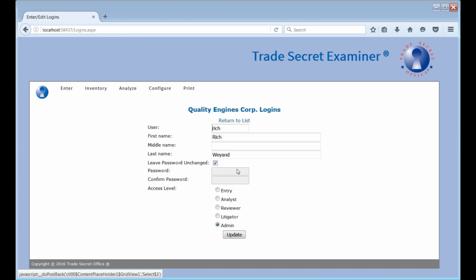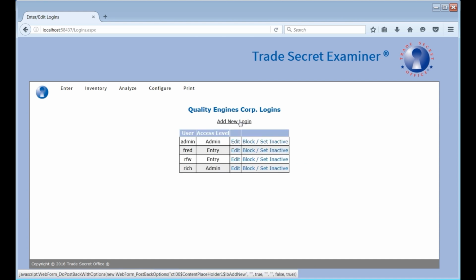And we can edit the user, and here's the username. Here's his real name, first and last. The passwords I can change here, or I can change up in here. And then there's a level of user. The entry-level user can only get at that first enter new trade secret. The rest of these screens are not available to him. The analyst, the reviewer, the litigator have progressive permissions, and then the admin has the most permissions and can change system parameters. And so I can do that for every user, and I can add more users to the system, however many I need.